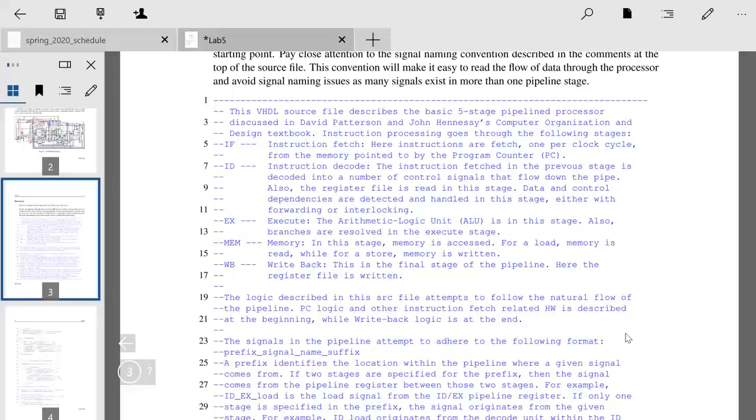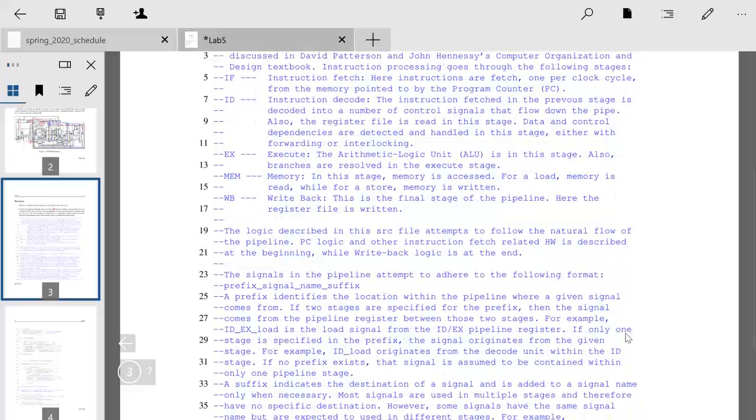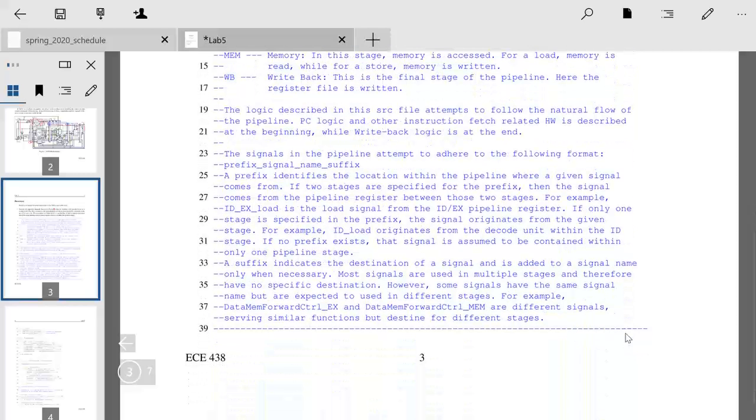Okay. So here we see, I say, this HDL source file describes the basic 5-stage pipeline. I'd like you to read these comments. I want you to read them. And I lay out what happens in each of the different stages. And this is from a high level, of course. And then what I do is I actually explain my signal naming convention.